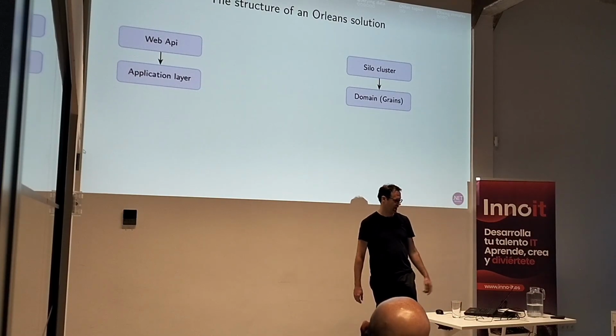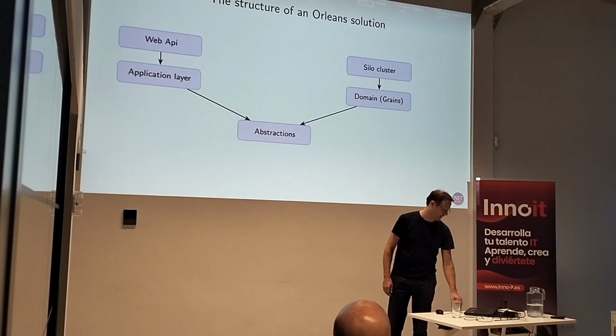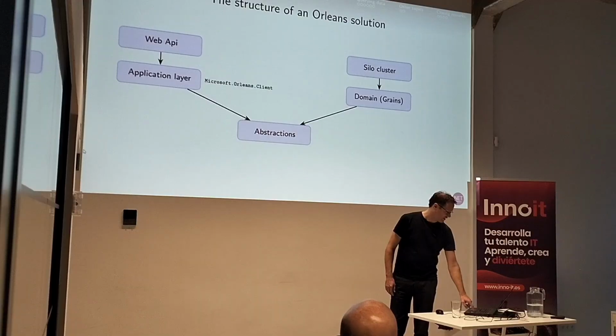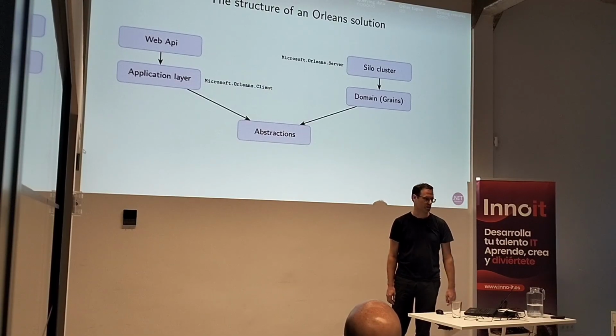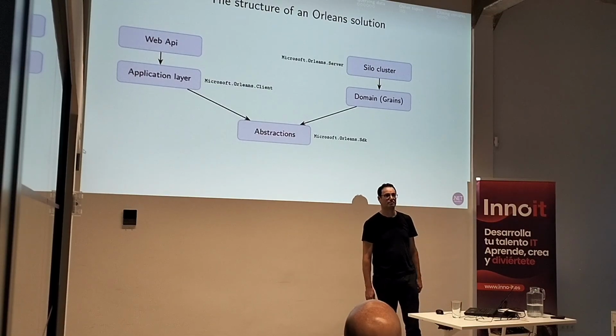And for the web API to be able to call our silos, we need a layer of abstractions. And the packages that we need for that are a client package on the application layer, a server package on the silo, and an SDK on the abstractions layer.